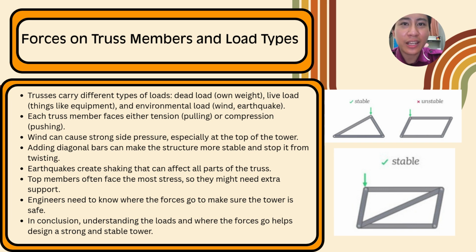Earthquakes create shaking that can affect all parts of the truss. Top members often face the most stress, so they might need extra support. Engineers need to know where the forces go to make sure the tower is safe. So in conclusion, understanding the load and where the forces go helps us to design a strong and stable tower.